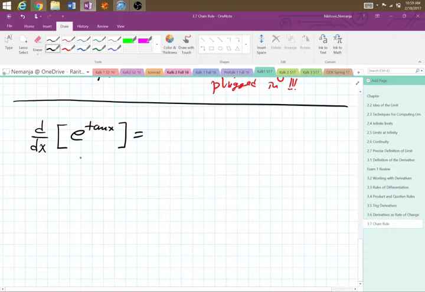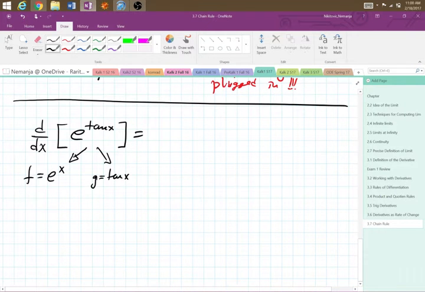Again, what's f? What's the outer function? E to the x. What's the inner function g? Tangent x. Very good. All right, so where do I begin? Yes, the derivative of e to the x is e to the x, so I start with e to the tangent x. Good. And then times the derivative of tangent is? Very good. Secant squared x, yes. Of course.